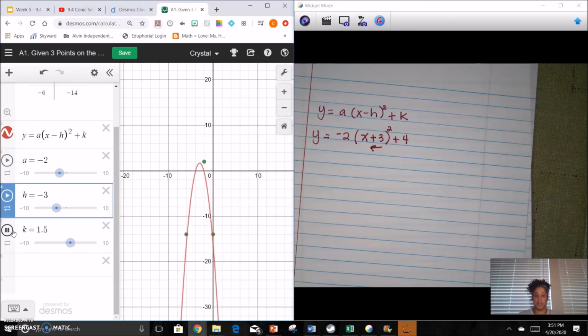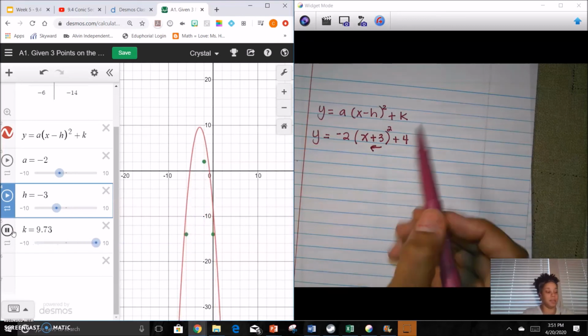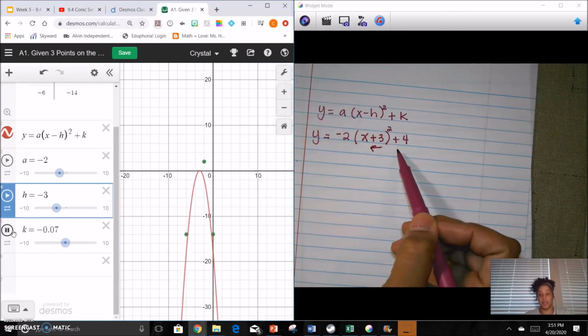Up, down, up, down. So this one doesn't matter. If K is positive, it moves up. If K is negative, it moves down. It's going back positive, move up. Going back negative, moves down.